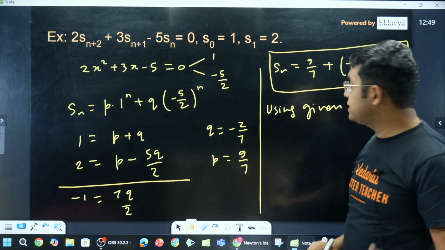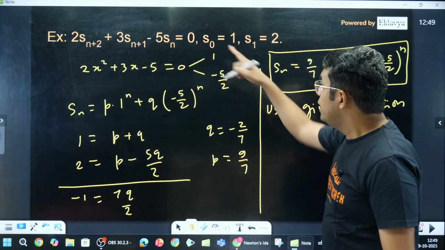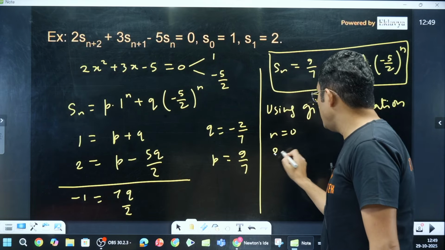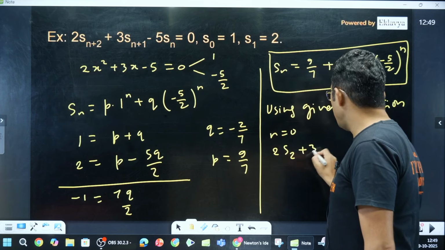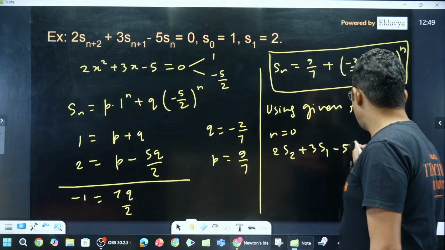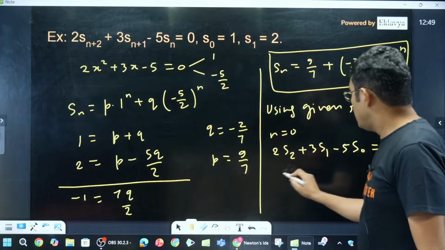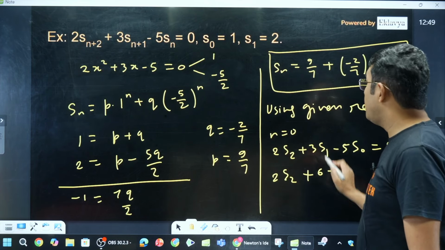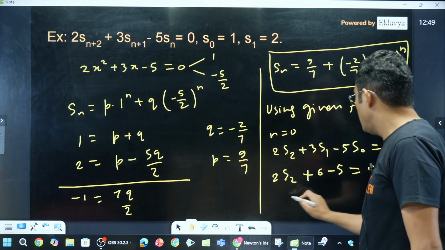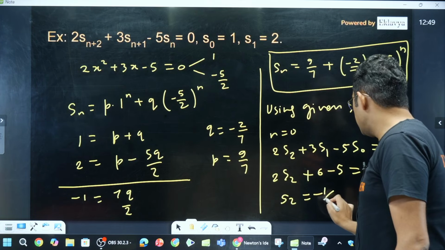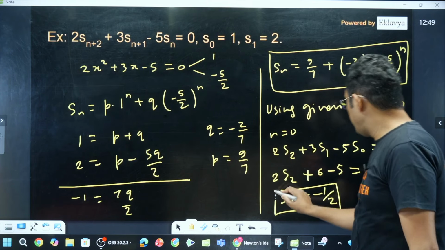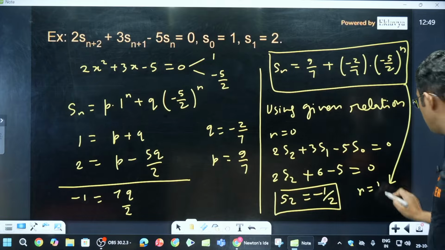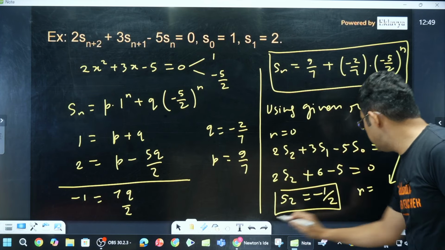Using the given relation, if I need to find S2, S1 we already know. If I want to know S2, I will put n is equal to 0. So this will be 2S2 plus 3S1 minus 5S0 is equal to 0. Now S1 is 2, so this will be 6 here, minus 5 into 1 is equal to 0. So S2 is coming out to be minus half. Now can you see that if you put n is equal to 1 here, not 1, I will be putting n is equal to 2 here.